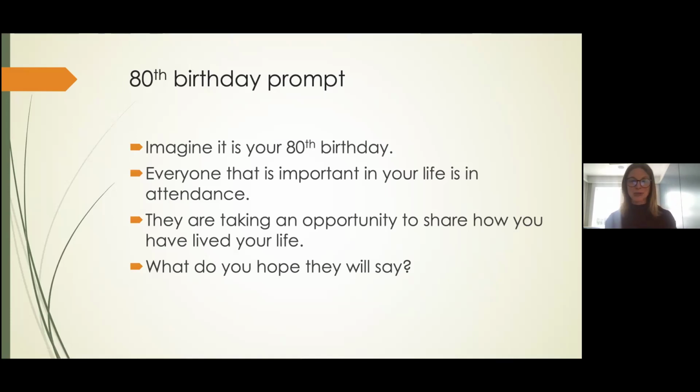What everyone's decided to do at this party is stand up and say how you've lived your life. How has your client lived their life? You're asking them to imagine this. And then you ask them, what do you hope they're going to say about how you spent your time on this planet or during this life? What do you hope they will say about how you engaged in the world? And then you just see what happens.